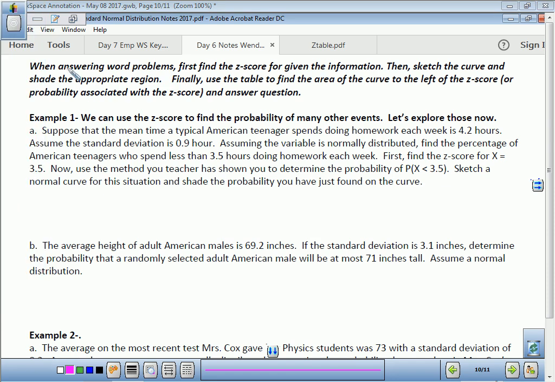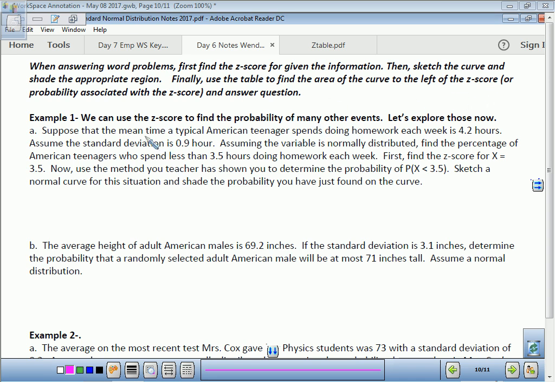Okay, when answering word problems, generally you're going to have to find that z-score first. Then you're going to sketch the curve and shade the region you're looking for so that you know how to read the table. Then you're going to use that table to find the area of the curve to the left of that z-score and then answer the question.